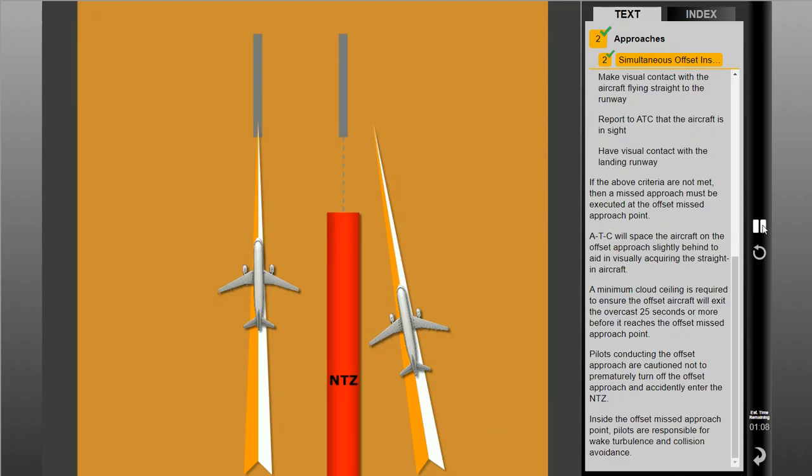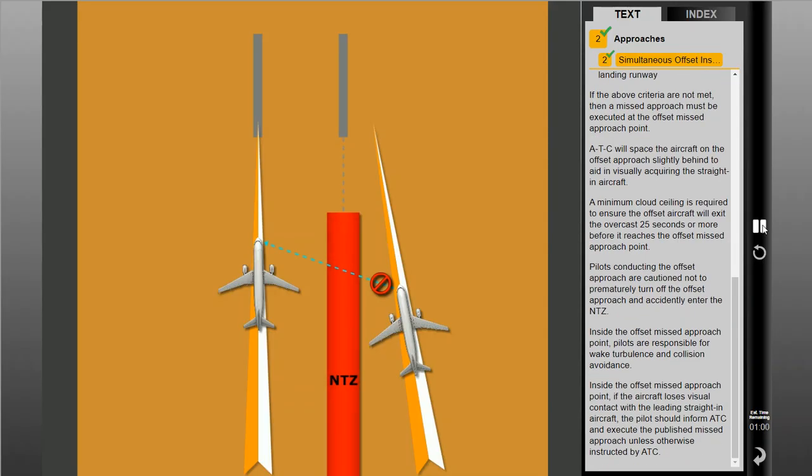Inside the offset missed approach point, pilots are responsible for wake turbulence and collision avoidance. Inside the offset missed approach point, if the aircraft loses visual contact with the leading straight-in aircraft, the pilot should inform ATC and execute the published missed approach unless otherwise instructed by ATC.